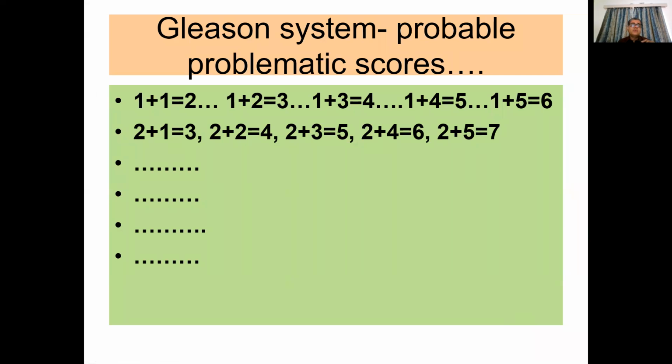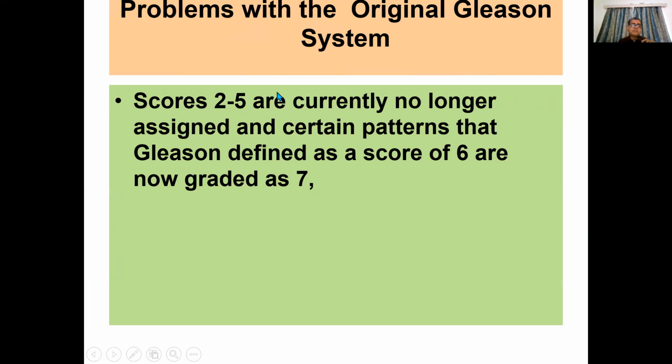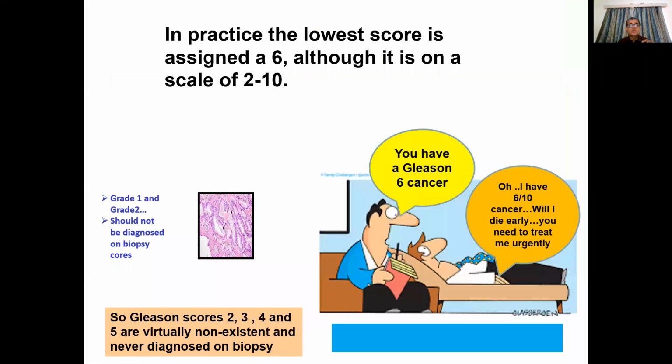If you look back at the original Gleason system, there were problems with it. There were probable scores of 1 plus 1 is 2, 1 plus 2 is 3, based on different patterns of the glands. Adding up those patterns would give several combinations and permutations of this scoring system. And in actual practice, you will never find a score of 2 to 5 being given on a core biopsy. So, as far as urologist understanding is concerned, you should never accept a report from a pathologist which says that the Gleason score is 2 to 5. The minimum score which can be given on a core biopsy is a Gleason score of 6, as 3 plus 3 is equal to 6, and 3 is the minimum pattern which can be picked up on a core biopsy.